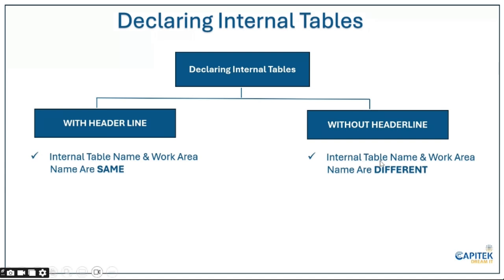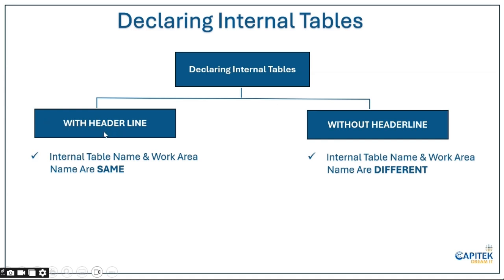So IT underscore Mara and WA underscore Mara, both are different. So when both are different, it is easy for you to understand which object is internal table, and which object is work area. So you can easily identify.